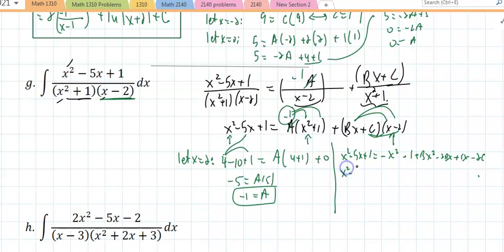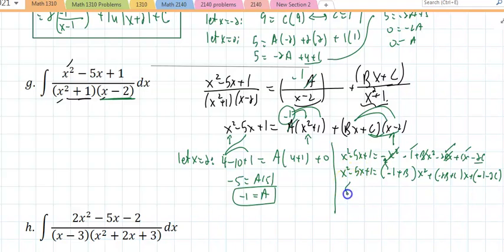We're going to say x squared minus 5x plus 1 equals the x squares. Notice instead of a, I already know that's a negative 1, plus b. In front of x, I have a negative 2b plus c. And the number that has no x, I have a negative 1 instead of a, plus minus 2c.